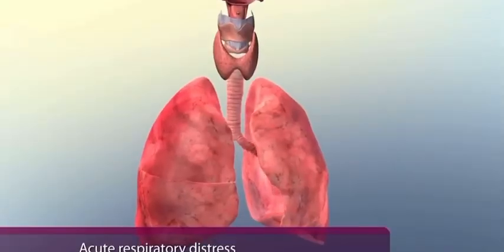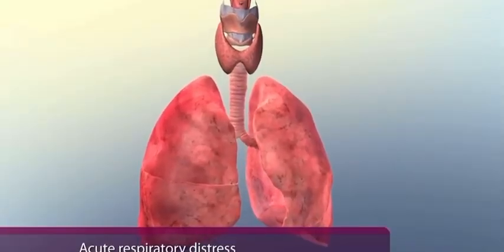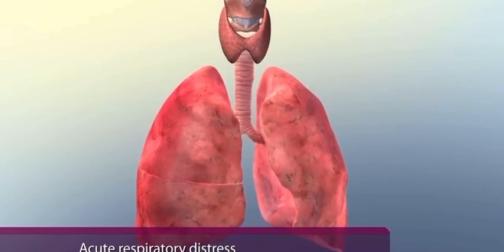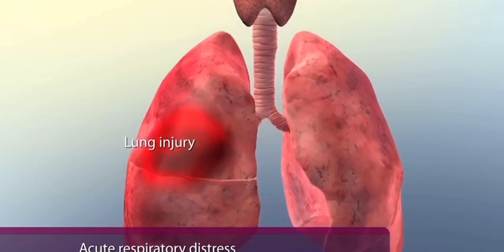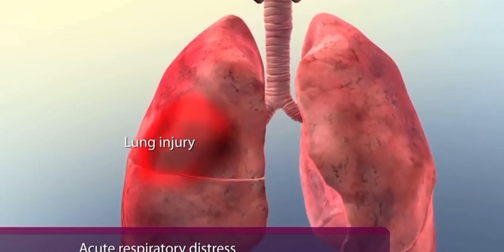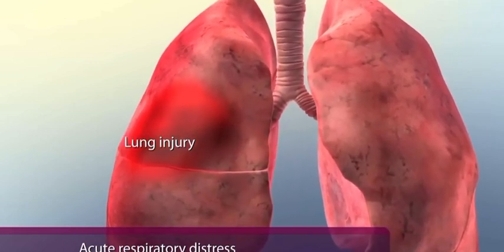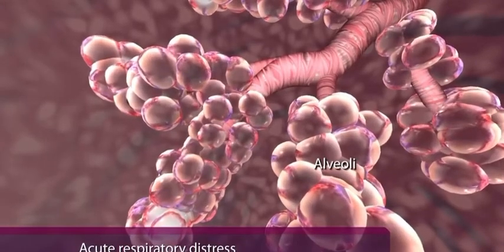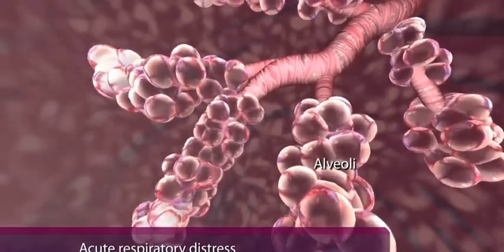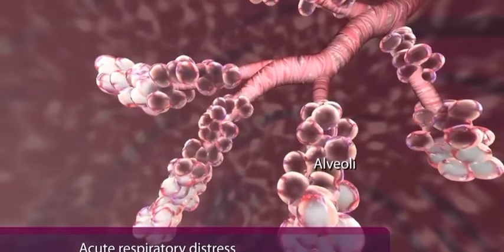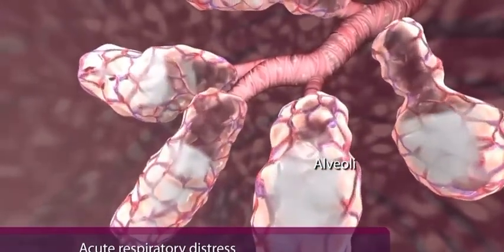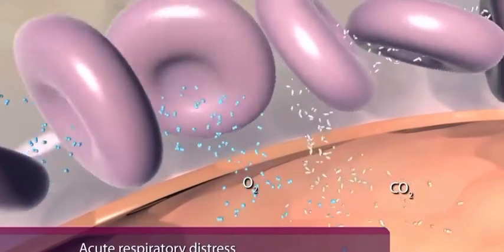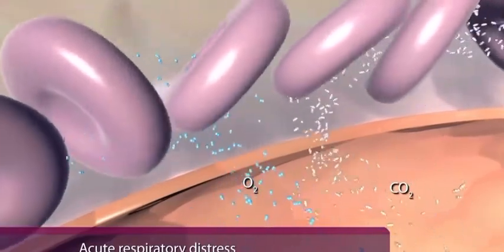In contrast, acute respiratory distress syndrome involves injury to one or both lungs, caused by factors such as trauma or blood infection, called sepsis. Inflammation leads to alveolar fluid accumulation and alveolar collapse, reducing the surface area available for gas exchange.